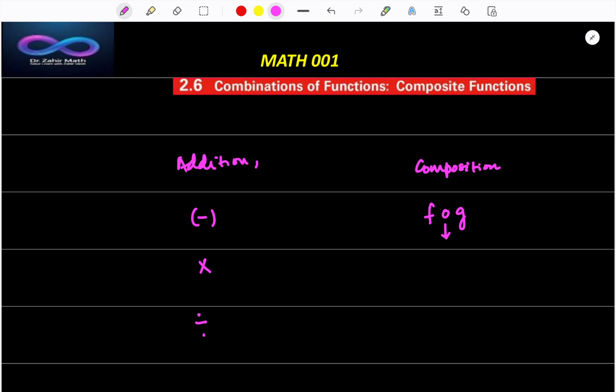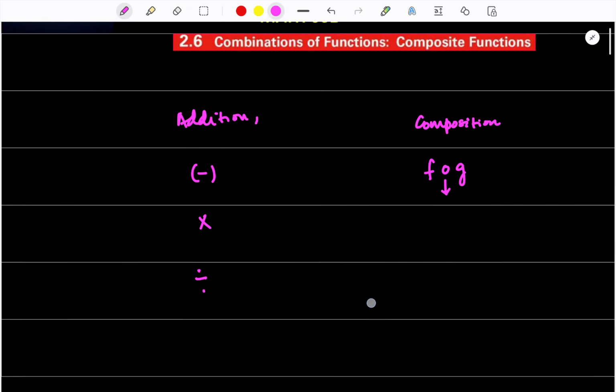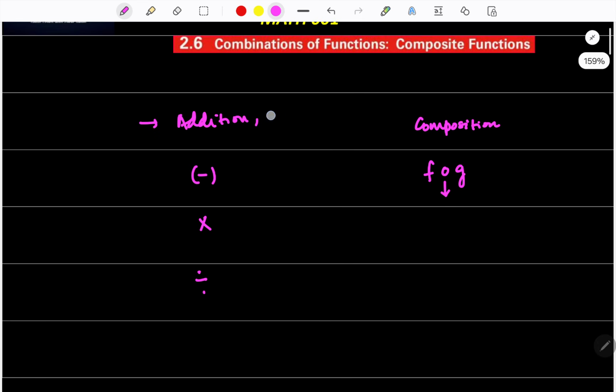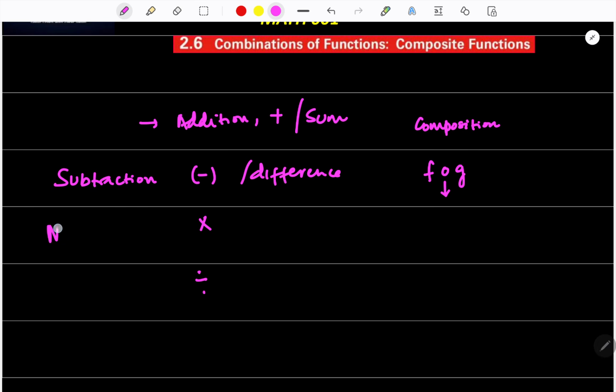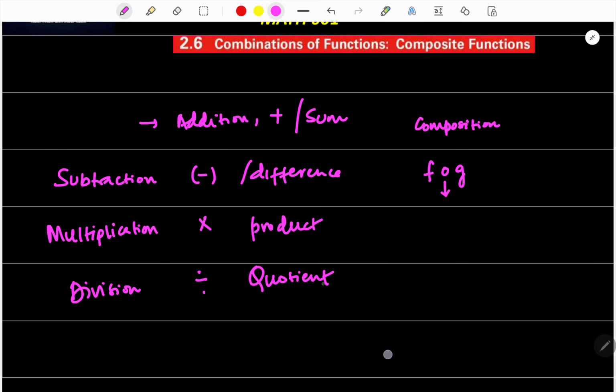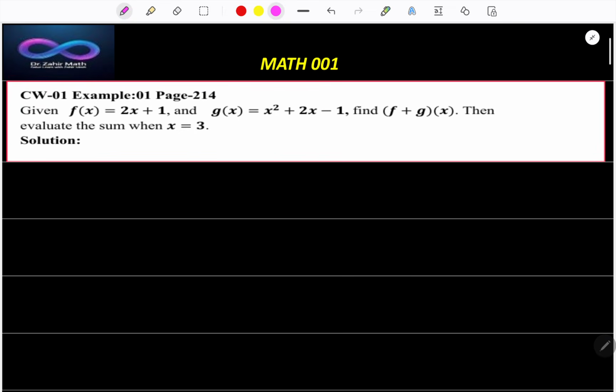Sum, difference, product, quotient, and composition of functions. Right. So for addition, we use plus. For subtraction, we use minus, or you can say another word, difference. Another word, you can say sum. This is multiplication, or you can say product of two functions. This is division. Sometimes they use the word quotient. So all these English words, be ready. Right. Let's go to the first question.